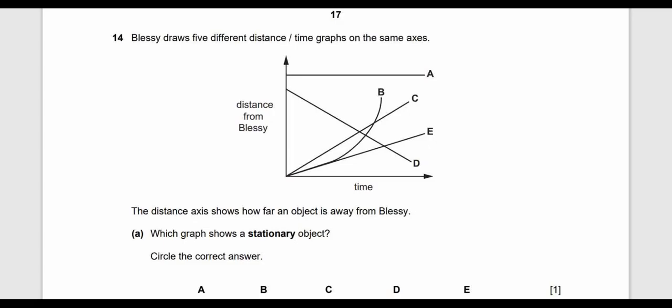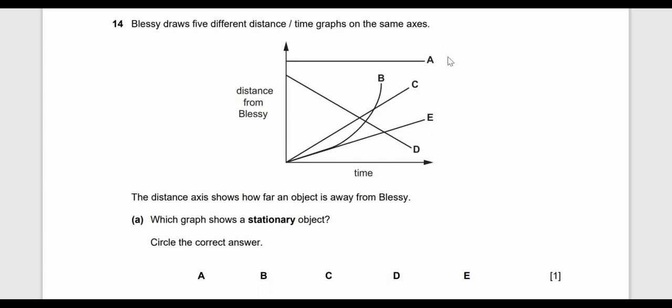Now in question 14, Blasi draws 5 different distance versus time graphs on the same axis. The distance axis shows how far an object is away from Blasi. Question A, which graph shows a stationary object? Circle the correct answer. 10 seconds.